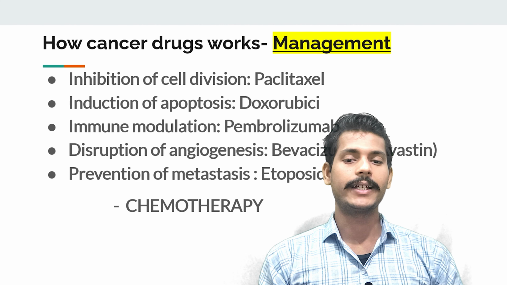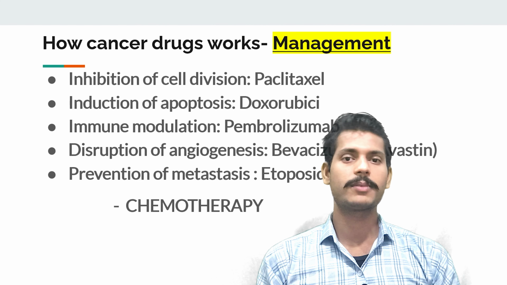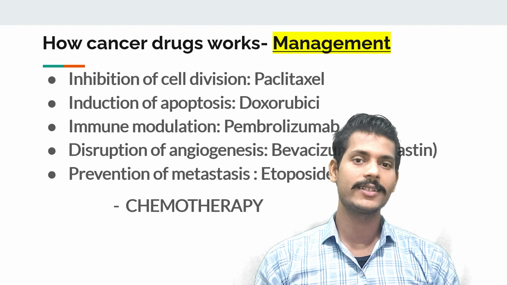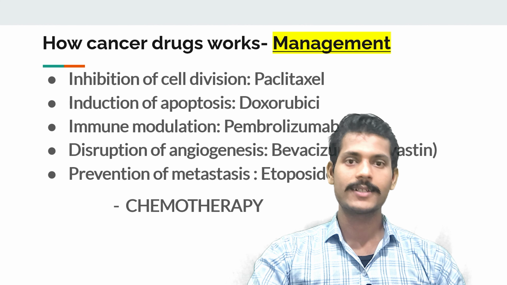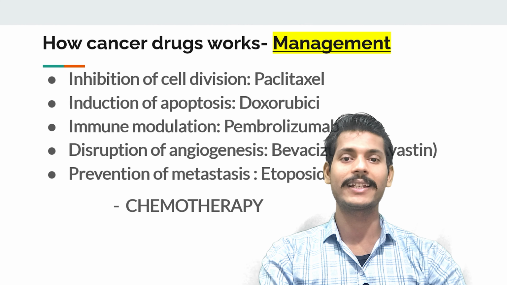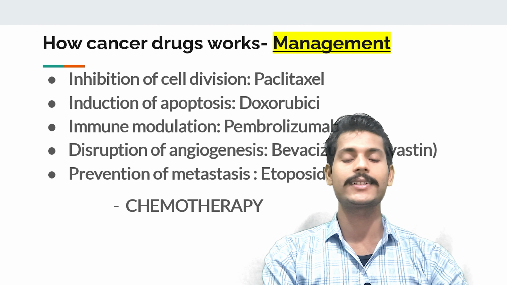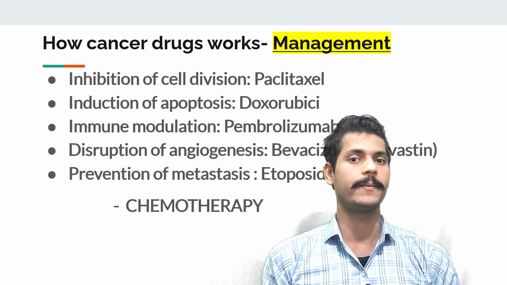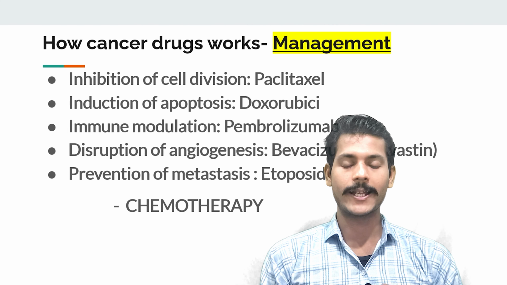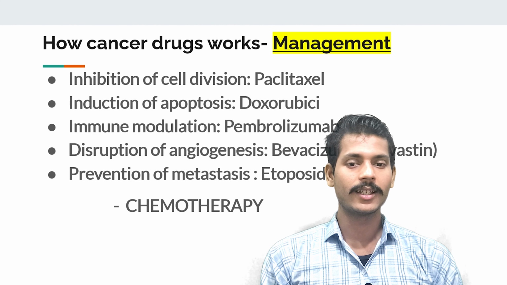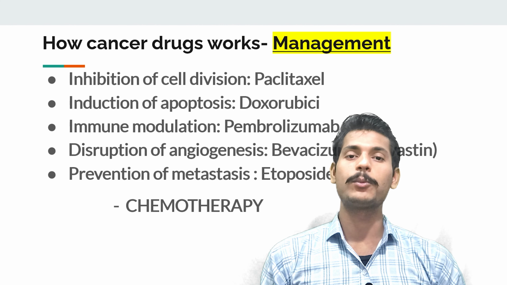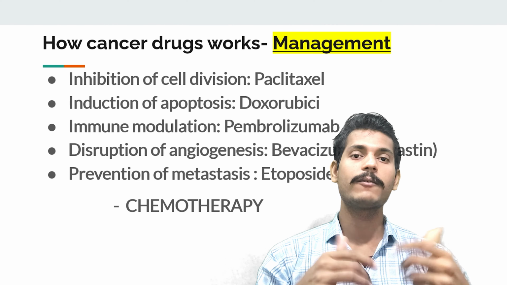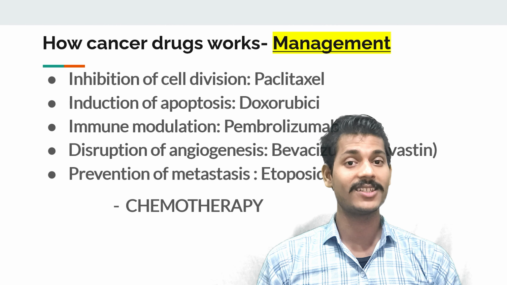Okay, and these are certain examples, but there are lots of cancer drugs called anti-cancer drugs, and in a broader way they are also called chemotherapy. Then you can also disrupt the abnormal blood vessel growth, that is called angiogenesis.